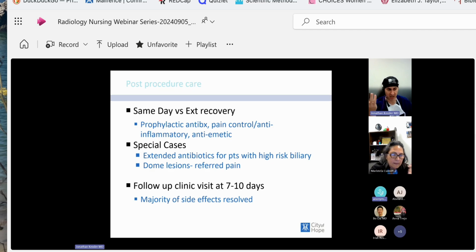Most of the time, we don't treat it any differently. We just let the pain resolve on its own with the same things we would do for everything else, and rarely do patients need anything more than that. Again, much like with an embolization, in 7 to 10 days, you expect all of these side effects to resolve.